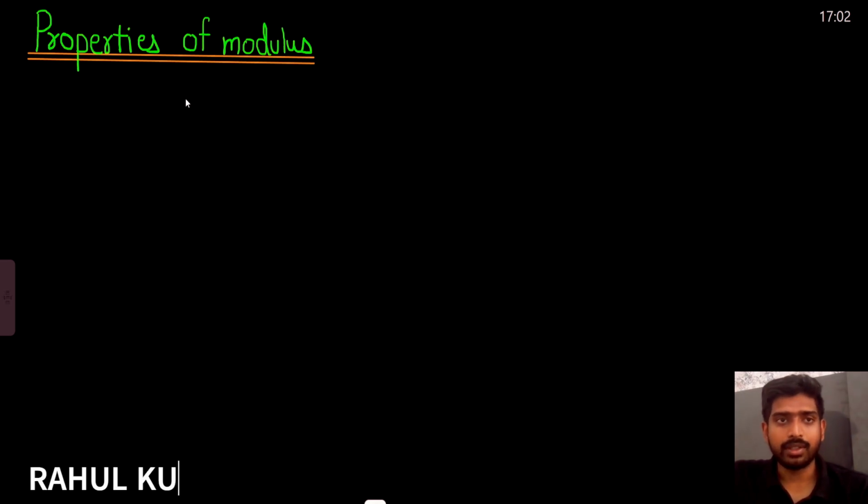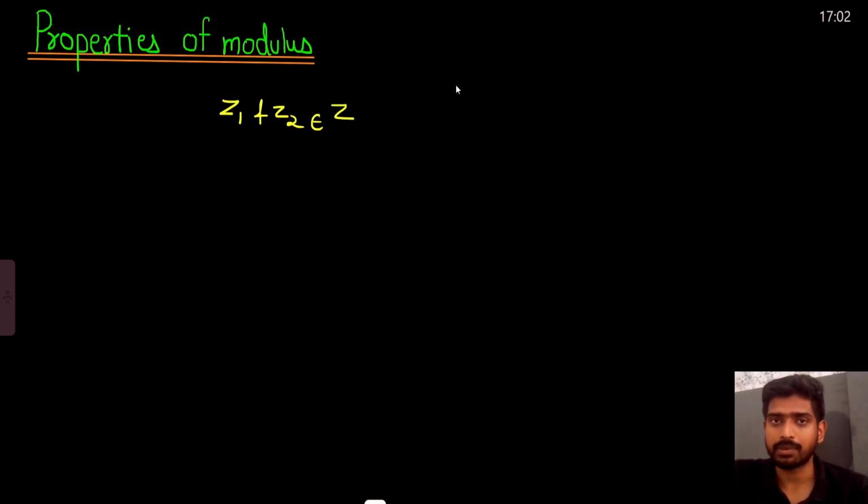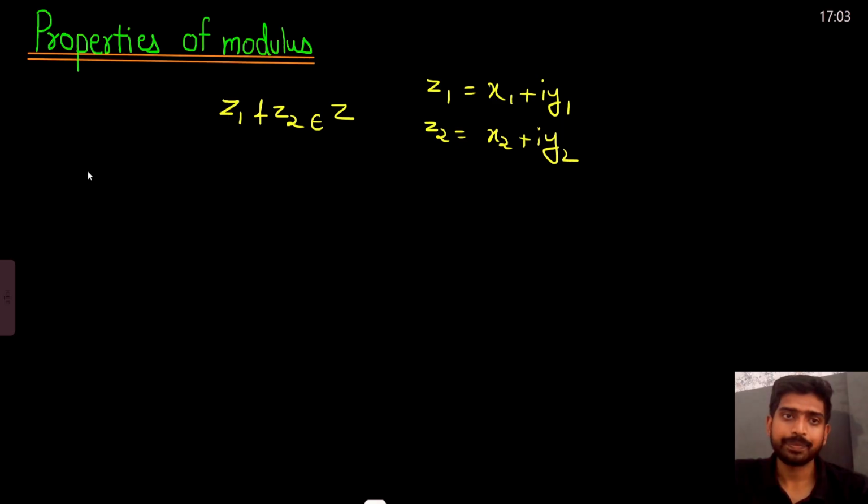So hello everyone. In today's video, we are going to see what are the properties of modulus. What are the properties of modulus in complex numbers? To understand this, we will take two complex numbers. Let's suppose z1 is a complex number and z2 is a complex number, such that z1, z2 both belong to Z, meaning z1 and z2 are complex numbers. And let z1 be x1 plus iota y1 and z2 be x2 plus iota y2. Got it? So here we'll see the first property of modulus.